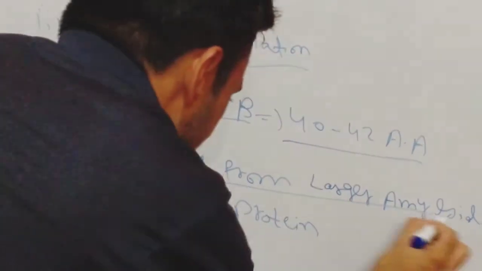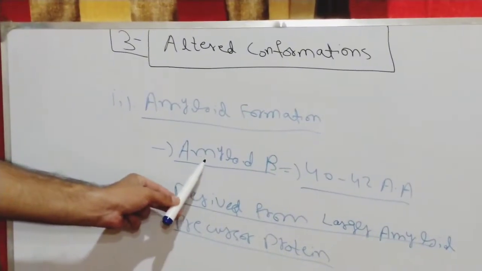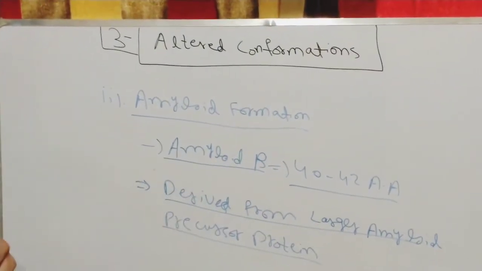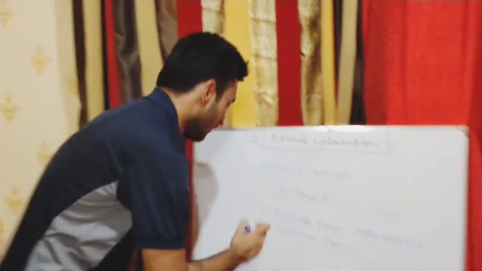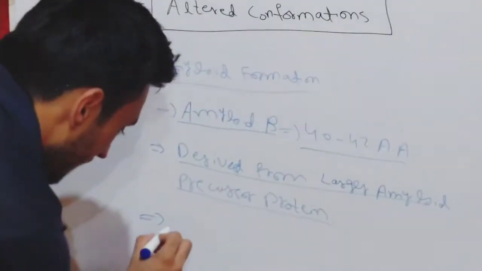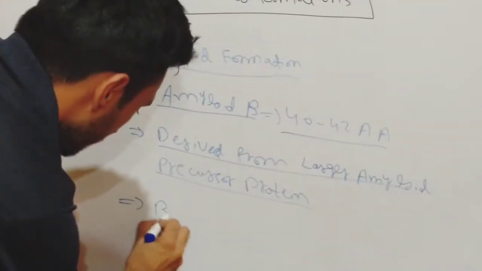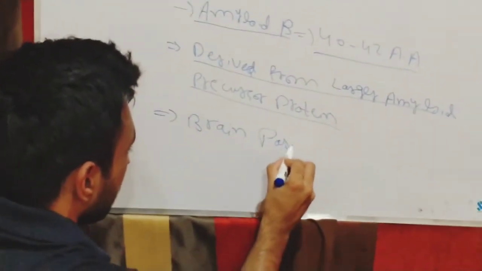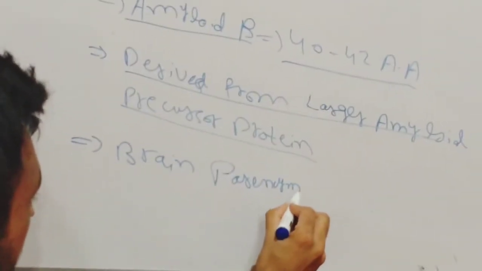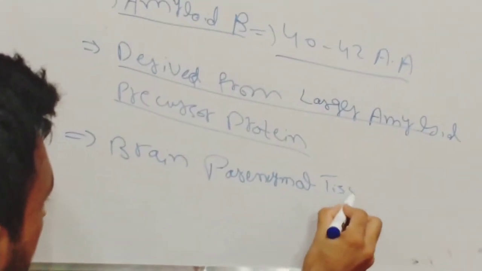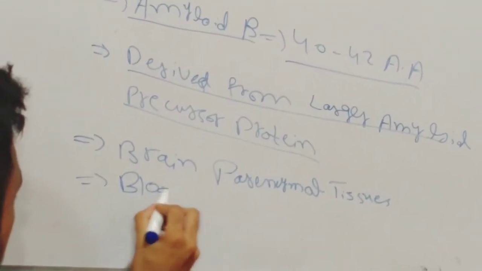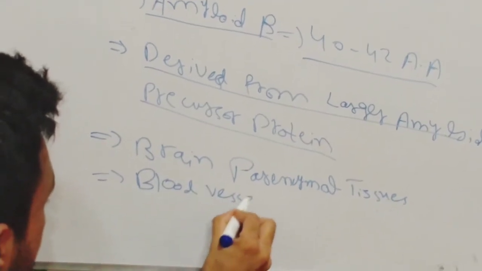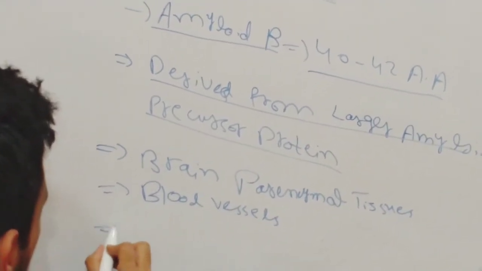Now what does this amyloid beta do? This amyloid beta accumulates in our brain parenchymal tissues and in the blood vessels to cause the Alzheimer disease. So this accumulation causes the Alzheimer disease.